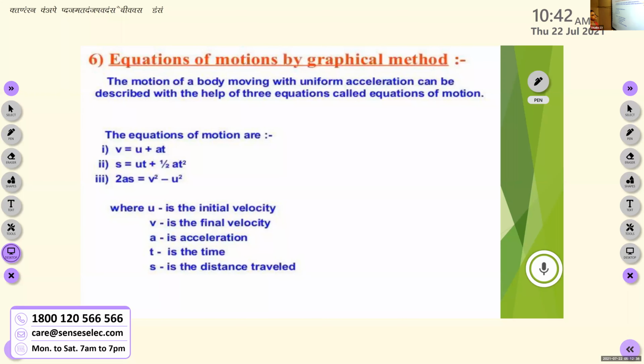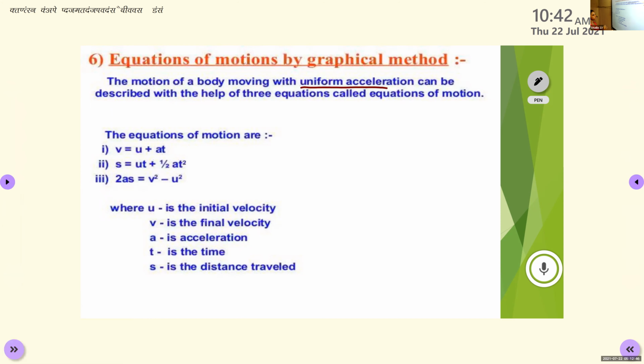In physics, we have three sets of equations in order to represent the motion of an object which is moving with a uniform acceleration. And those three equations of motion are V is equal to U plus AT, S is equal to UT plus half AT square, and 2AS is equal to V square minus U square, or we can say V square minus U square is equal to 2AS.